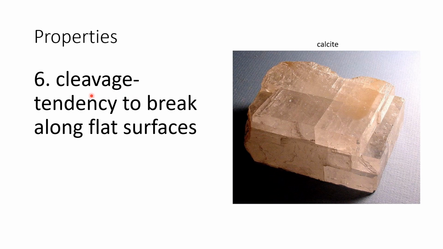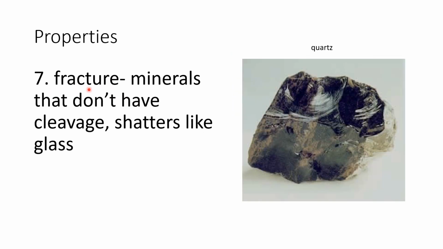Not all minerals exhibit cleavage. Cleavage is a tendency for a mineral to break along flat surfaces. So you can see in this picture of calcite here, you can see these flat layers that the calcite is formed in. So if you were to smack this calcite, it would break off in flat sheets, and that is known as cleavage. So kind of the opposite of cleavage is fractures.